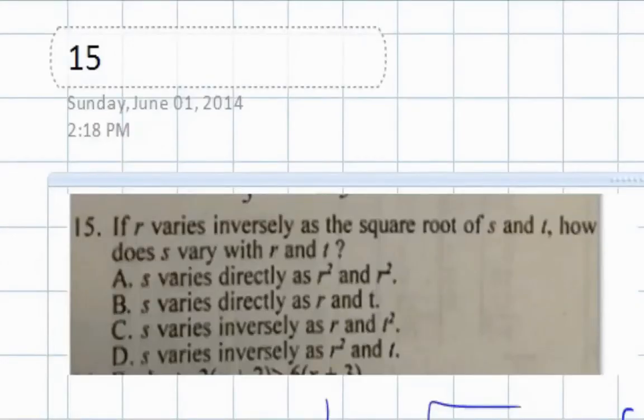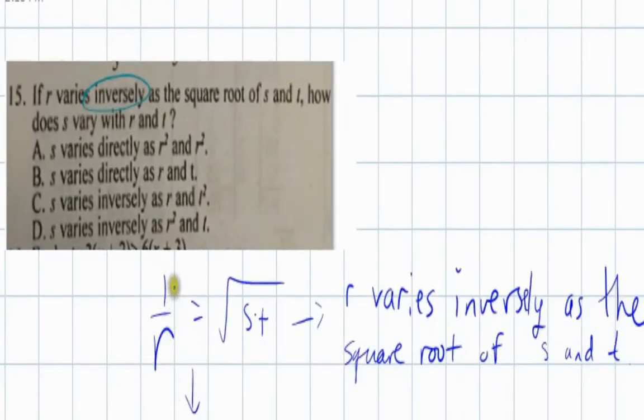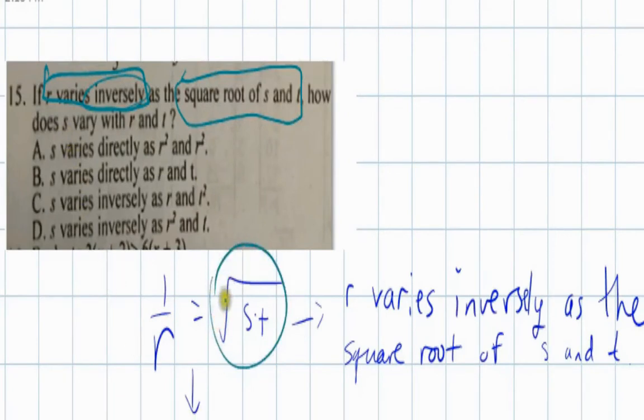If r varies inversely as the square root of s and t, how does s vary with r and t? So r varies inversely as the square root of s and t. This inversely lets me know that something is going to be underneath the number 1. So 1 over r is equal to the square root of s times t. I came up with that because r varies inversely as the square root of s and t. So the square root of s and t, that's this part. R varies inversely with this. So that means 1 over r is equal to the square root of s times t. That's how I came up with this part.